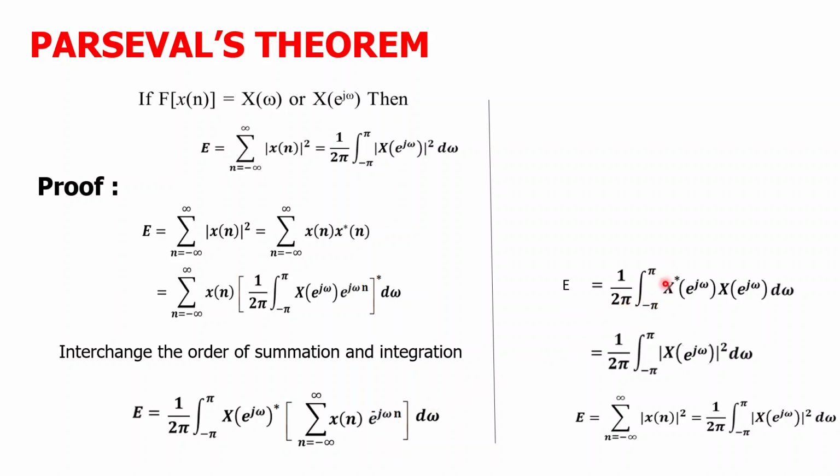So 1 by 2 pi integral from minus pi to pi of X conjugate of e power j omega, and what remains is nothing but the DTFT formula. So instead of this bracket, we can write X of e power j omega. So X into X complex conjugate will become X squared. So we have proved the property. This is also a very frequently asked question. State and prove Parseval's theorem, or state Parseval's theorem, for a 2 marks question.